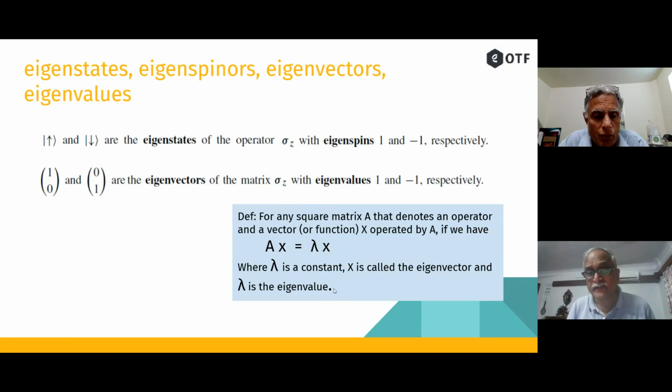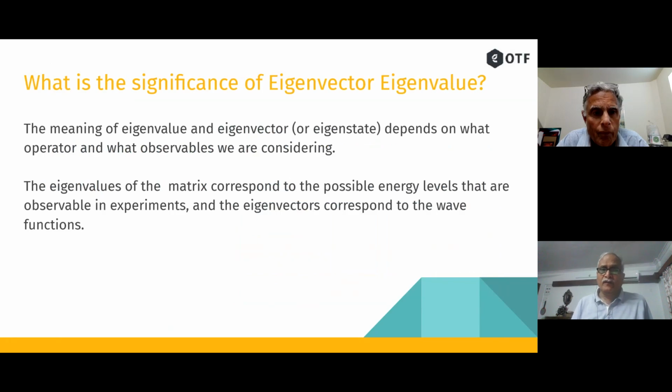Which also means that for a given eigenvector I can find an appropriate operator, or for a given operator I can identify what could be an eigenvector. So both ways, you can computationally try to find it out. Why are we doing this? This eigenvector and eigenvalue essentially also tell you what your operator is and what observables you are considering.